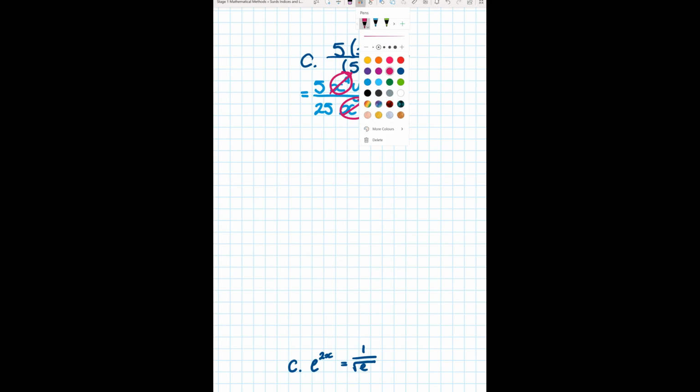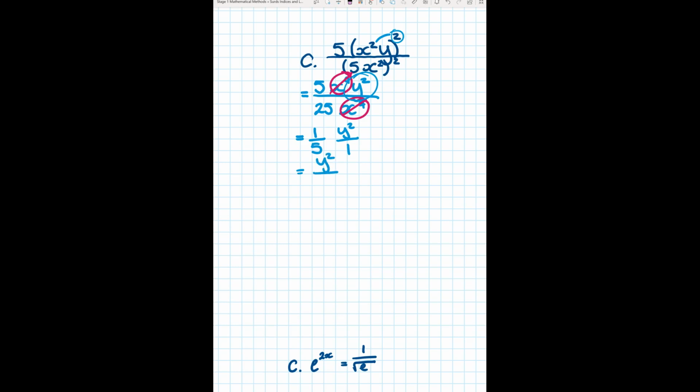Now, we know that 5 over 25 is the same as 1 over 5. And y squared here, there's no corresponding or related term on the bottom line, so we're just left with y squared over 1. So when we multiply across the top and the bottom, we're left with y squared over 5.